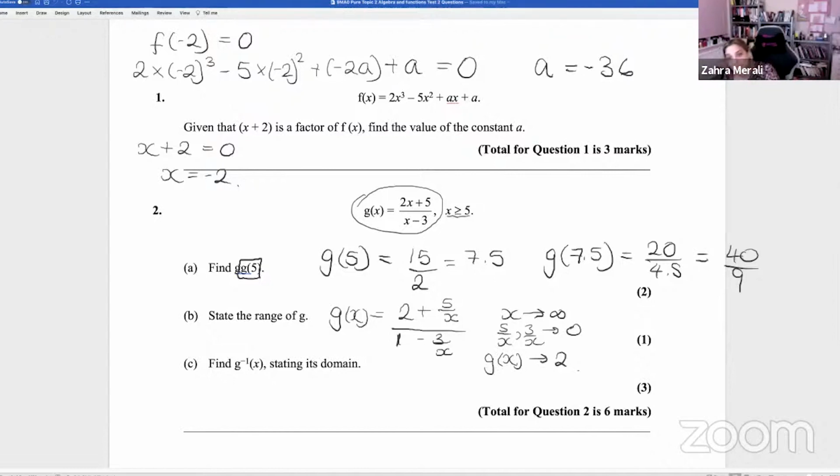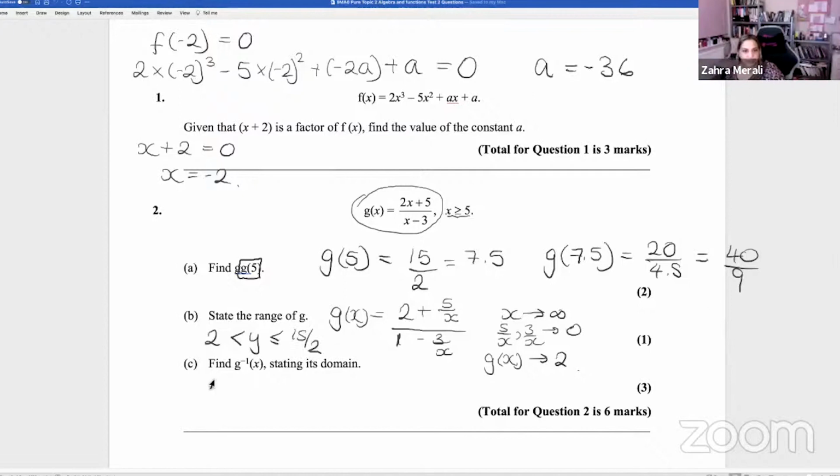We know we're starting at 5. We can plug 5 in, but we already did that, and we got 7.5. So the range of g: y must be bigger than 2, because that was the asymptote, and less than or equal to 15 over 2.